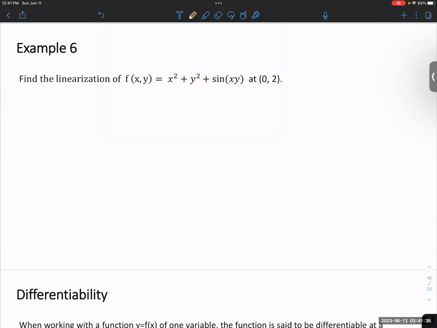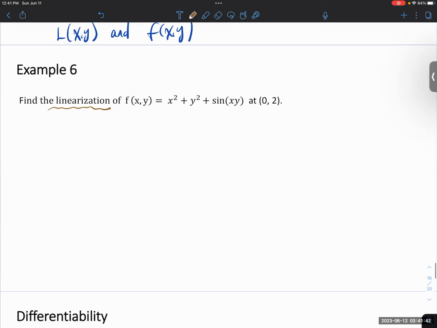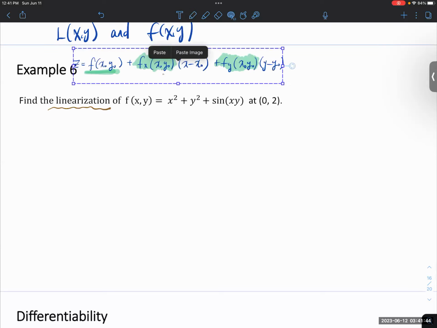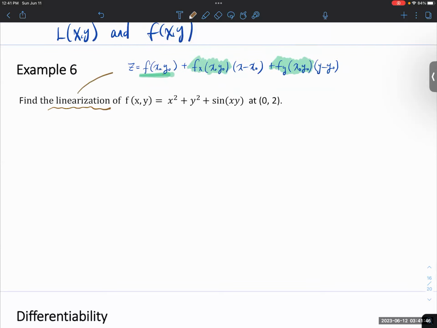They want you to find out the linearization. That means find out the tangent line, that means find out the tangent equation. We're just going to change z to L(x, y). So step by step, we're going to find f(x0, y0) at (0, 2).